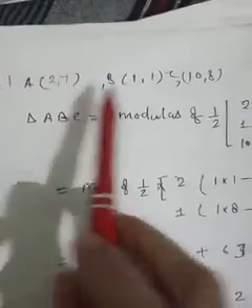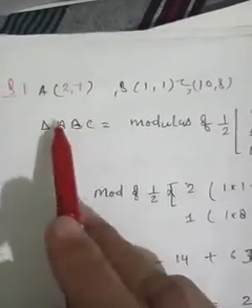Now let's see some questions from the exercise. Let's see the first question from exercise 5.2. The question is: find the area of the triangle whose vertices are given. The first point is (2, 7), the second is (1, 1) and the third point is (10, 8). Let these points be A, B and C. Then we have to find the area of triangle ABC.